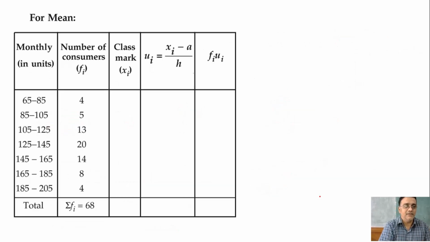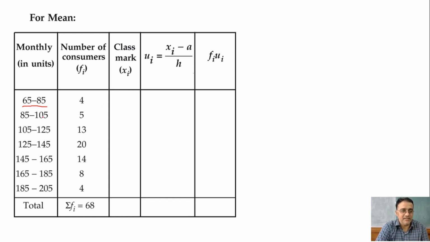Next we need to find mean. Mean के लिए again the class size of all the class intervals are same. So we are using step deviation method. Now what is the class mark of first class interval? 65 to 85 दोनों का ऐड करके डिवाइड बाई 2, कितना आ रहा है? 75. 65 plus 85 divided by 2 is 75. Yes sir. Okay, fine, 75.